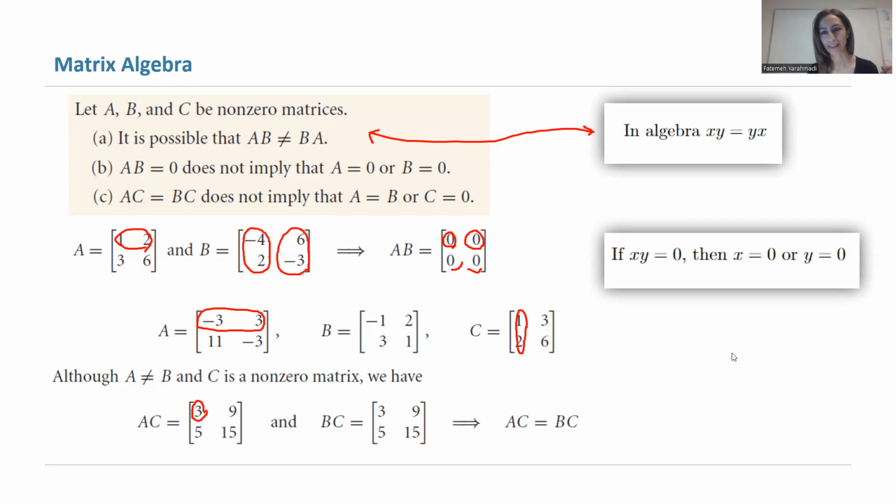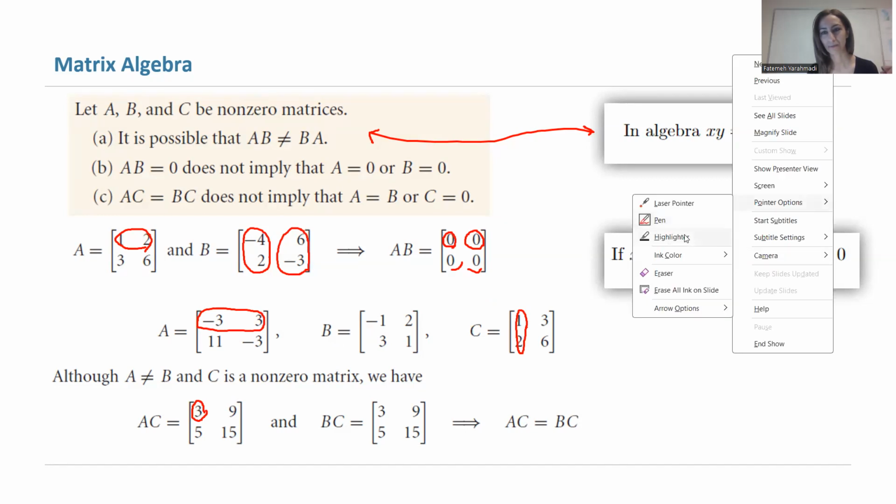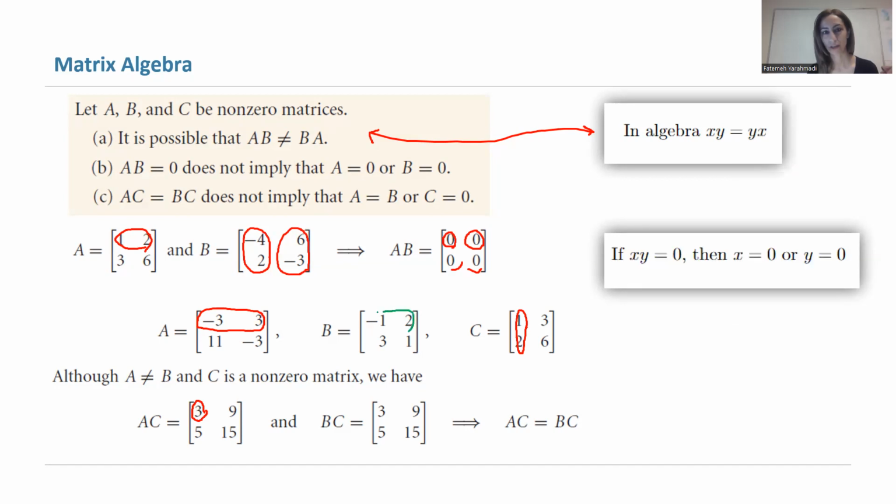So if you multiply B and C, this is basically the dot product, as you remember, of the first row and the first column. -1 times 1 plus 2 times 2 gives you 3. Continue the process and find the rest of the entries. You get the exact same matrix by multiplying these two different matrices with C. AC is equal to BC, right? But A and B are not the same and C is not 0.